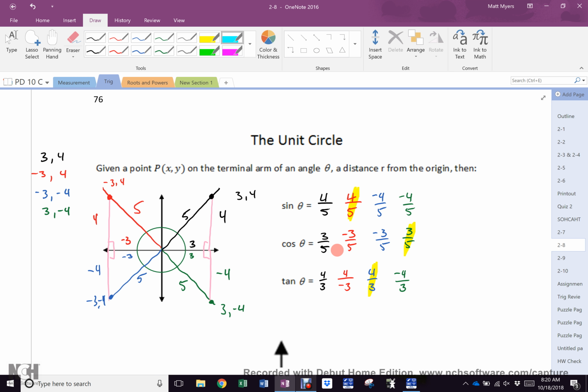What do you notice about the yellow one here? What's the only positive sine? It's in the second quadrant. What's the only positive cosine? Or the only positive tan, sorry. Third quadrant. Where's the only positive cosine? Fourth quadrant. Everybody see this? All right. This gives us a new way to look at sine.